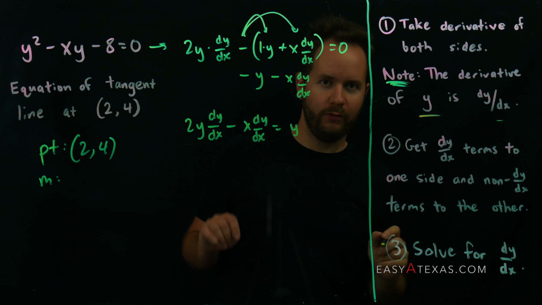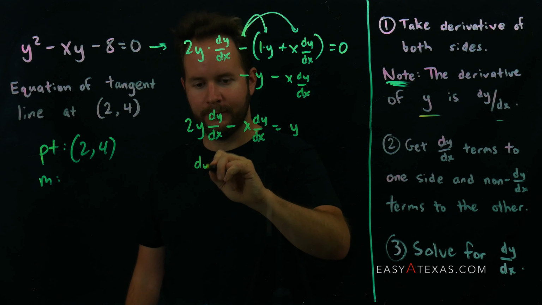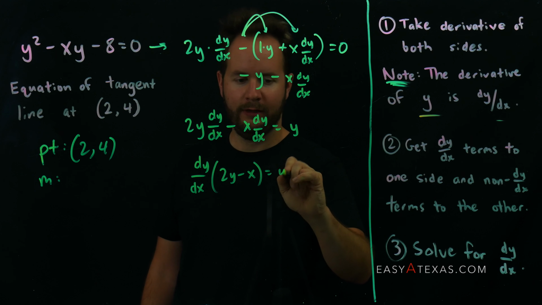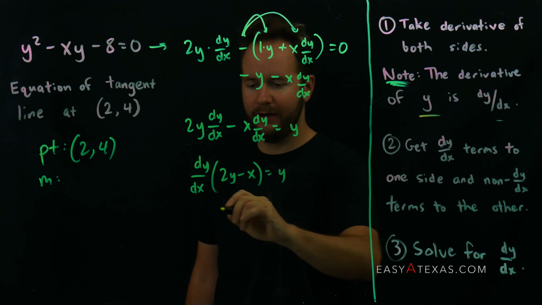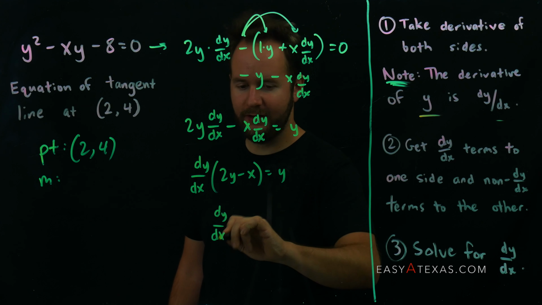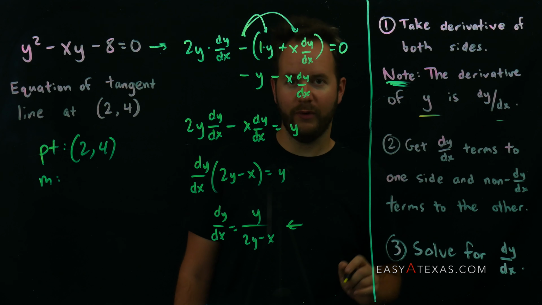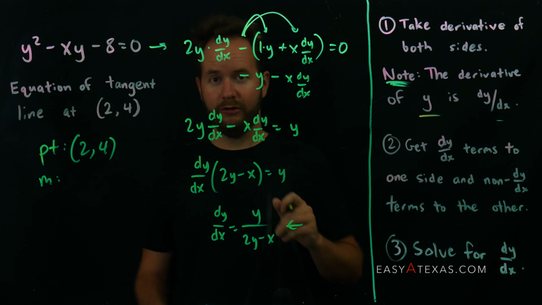I'm going to factor dy/dx from this left-hand side, from the 2y minus x. And then I'm going to divide both sides by 2y minus x, giving me dy/dx equals y over 2y minus x. This is my derivative. That derivative I'm going to use to figure out my slope.